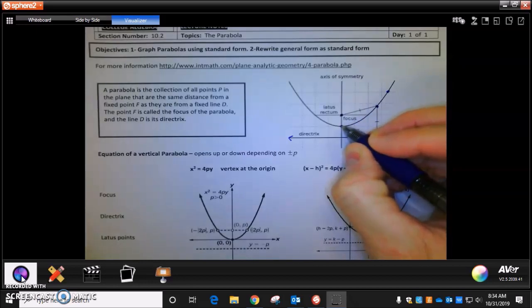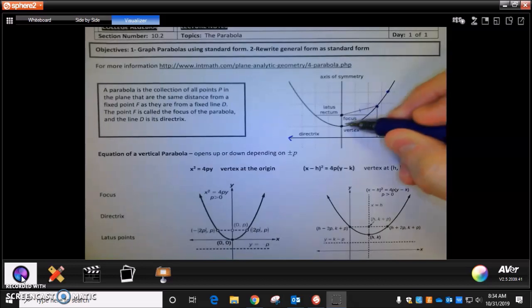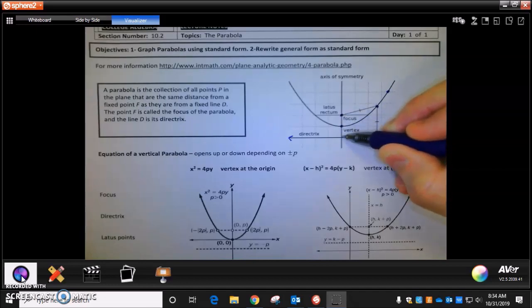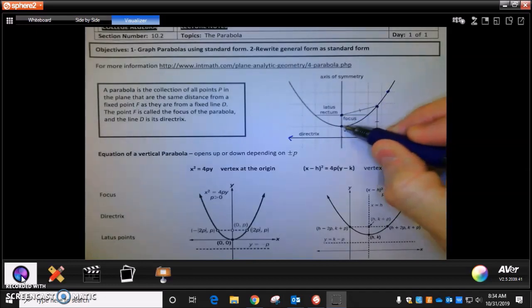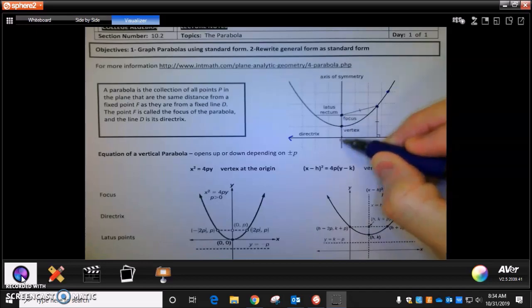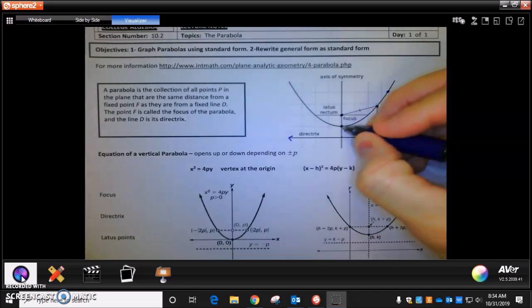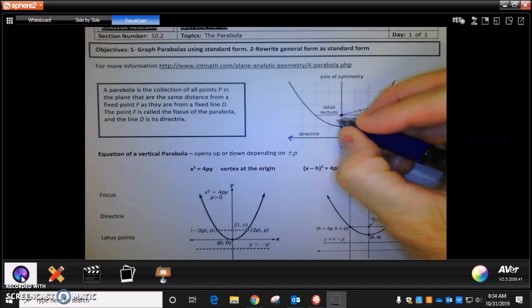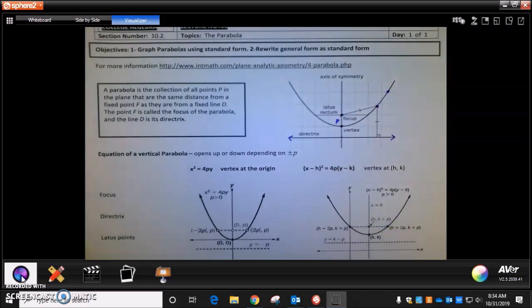The bottom of your parabola, which is the vertex, would be the same distance, so this is like up 1 unit to the focus, and it's down 1 unit to get to the directrix. So that point right there is the same distance from the focus and the directrix. That distance, I'm actually going to label with a variable. I'm going to call it P, and you'll see why here in a second.